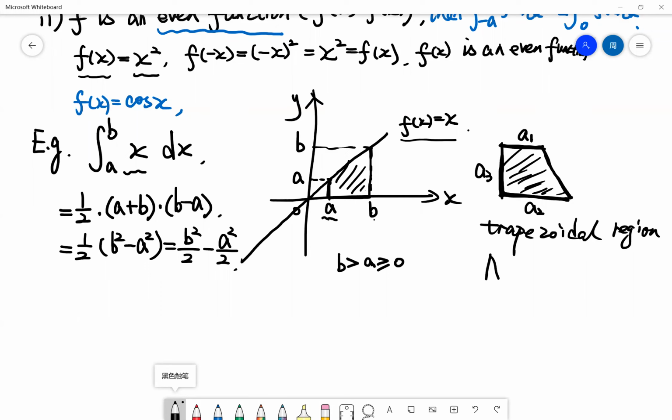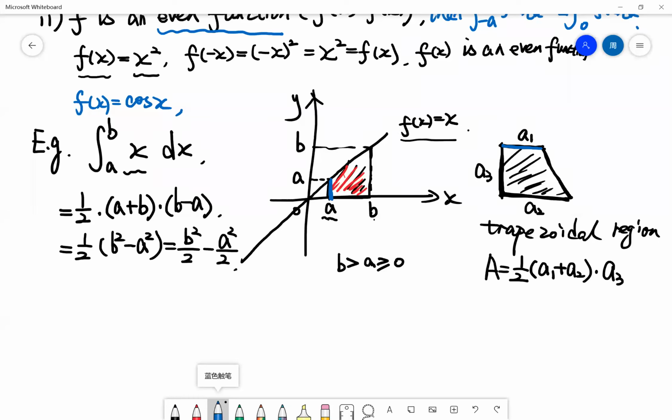So the area of this trapezoidal region is half times length into height. Yeah, A1 plus A2 times A3, right? Okay, so we use this formula. And in this region, you can match one by one. Here, A1, that is this part, right?